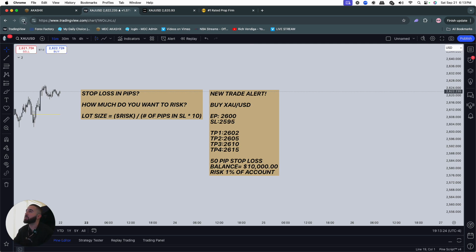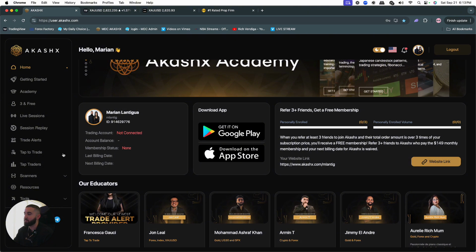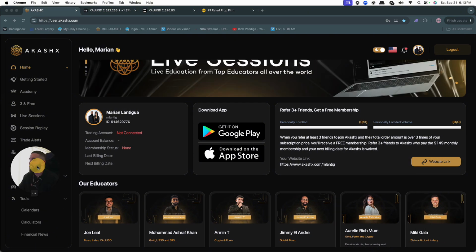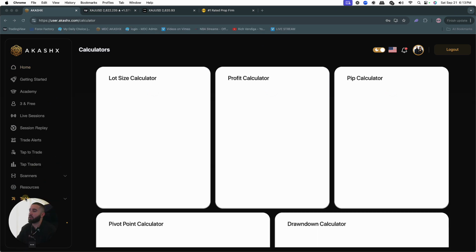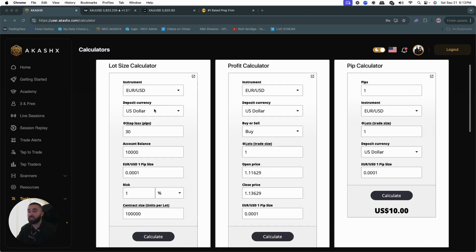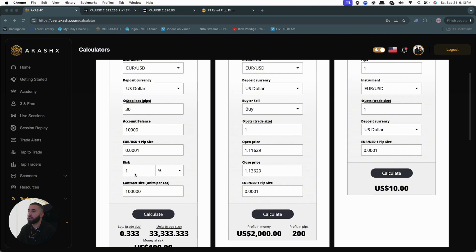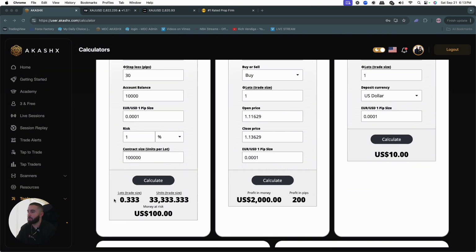Number one is going to be on the Akash's website. Under the tools section, we can find calculators. And if we click on calculators, you're going to see a lot size calculator where you can enter the instrument that you're trading. You can enter the size of the stop loss, the account balance, and in a percentage-based risk, how much do you want to risk? And it will actually calculate for you what that lot size is. So that is a way to do it without knowing the formula.